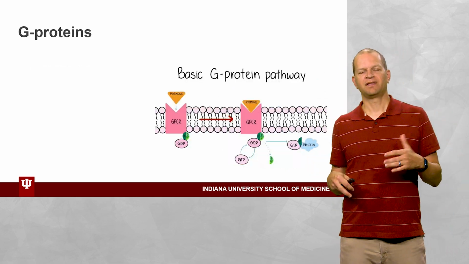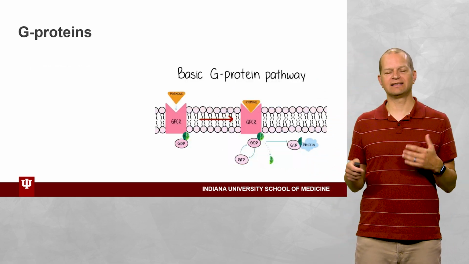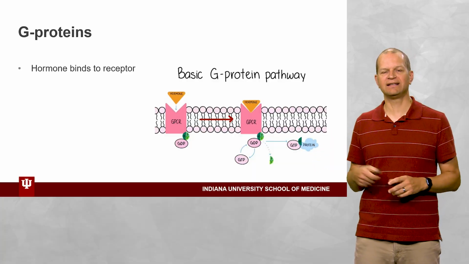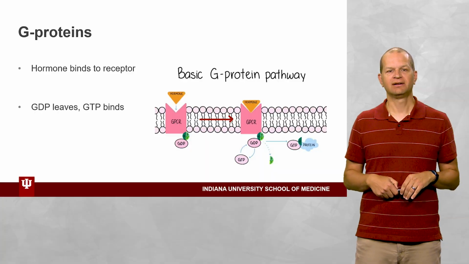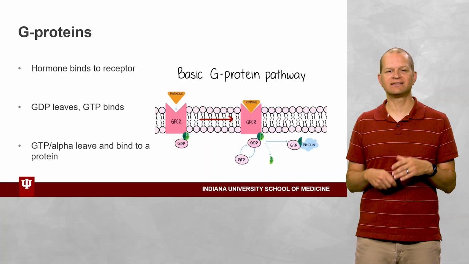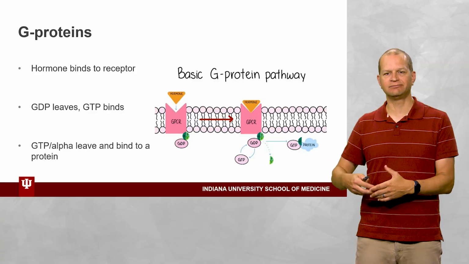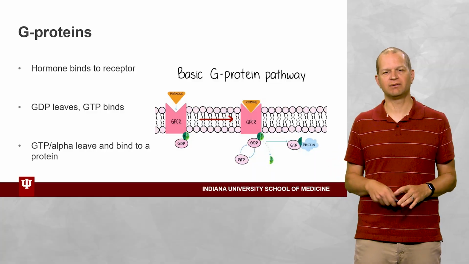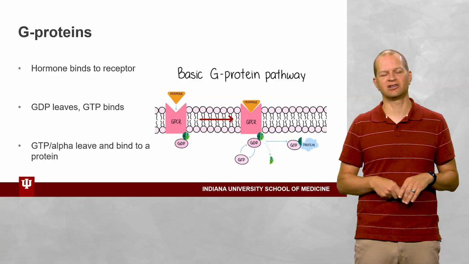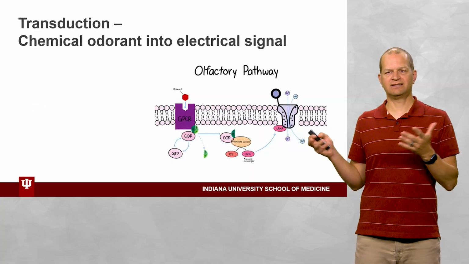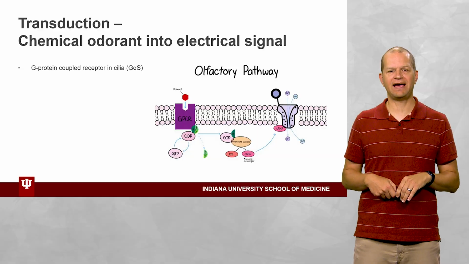This is a G protein pathway, so just a quick review. A hormone, or in this case a chemical, binds to a receptor, a ligand. GDP leaves, GTP binds, GTP and alpha leave and bind to a protein, which can be an enzyme or something else, and then downstream effects occur. In this case, it's a similar pathway. It's the G-alpha S pathway.